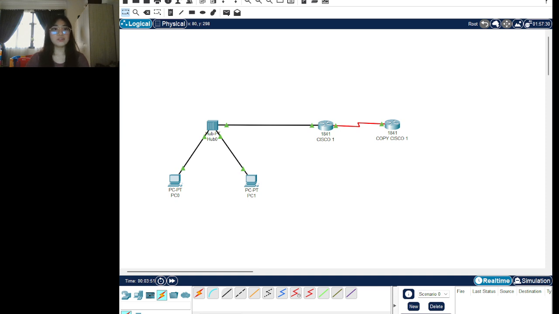Now that we have created the network simulation, let us now answer the question provided in this activity. So we are going to start with the first question. What is the importance of routing? So the significance of routing comes down to how different networks communicate with each other.